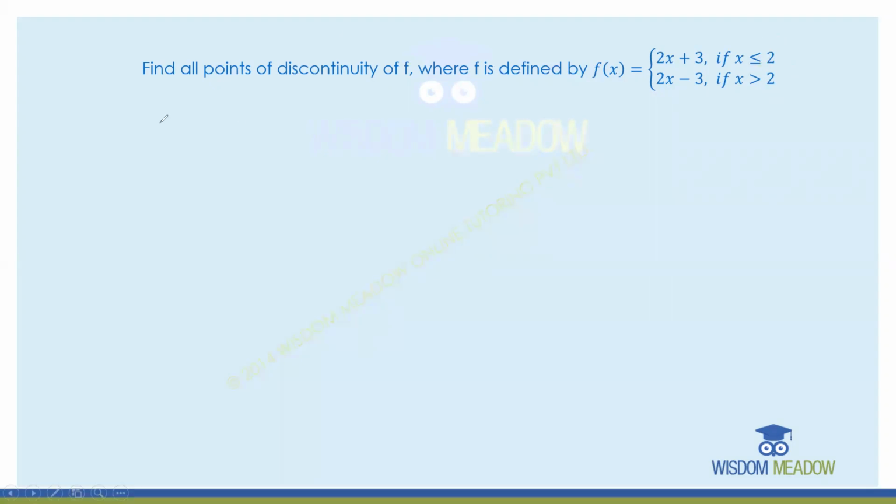So now, limit x tends to 2 minus f of x. I'm finding the left hand limit first. Limit x tends to 2 minus means a bit less than 2, something like 1.9, 1.99. So if it is a bit less than 2, the function to be considered is 2x plus 3, because that's the function for x less than 2. So you have to replace f of x as 2x plus 3, and putting the value of x as 2, you would get 2 into 2 plus 3, that is 4 plus 3, that is 7.